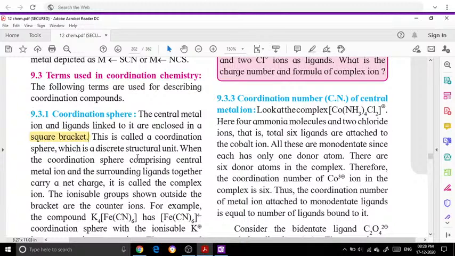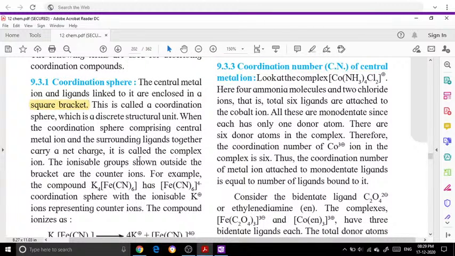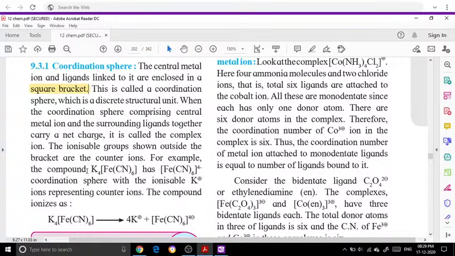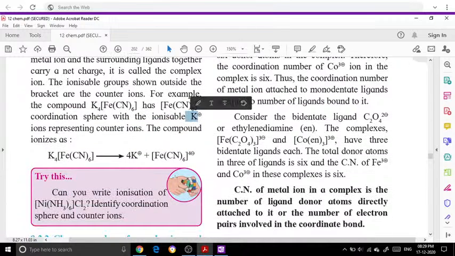When the coordination sphere comprises the central metal ion and surrounding ligands together with a net charge, that is a complex ion. Ionizable groups are shown outside the bracket as counter ions. Now look at this example here. Here potassium is outside, which is ionizable. It is the ion K plus. And Fe is inside, the metal ion is inside, forming the coordinate bond. So K4[Fe(CN)6]. Here K plus is the ionizable ion.